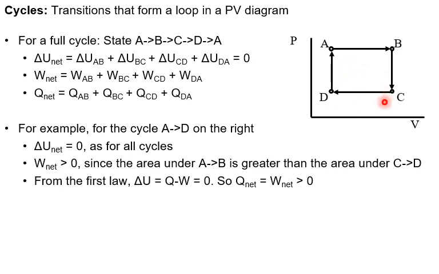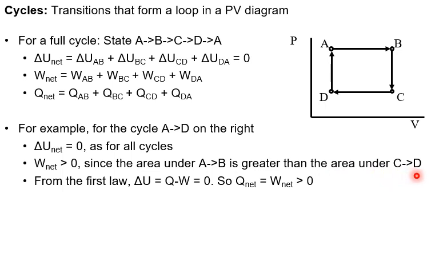So when we add up our total net work, we have A to B is some large positive number, B to C is 0 because there's no change in volume. C to D is a smaller negative number. It's negative because you go from large volume to small volume, less area than A to B, so smaller negative number. D to A is 0 work, no change in volume.